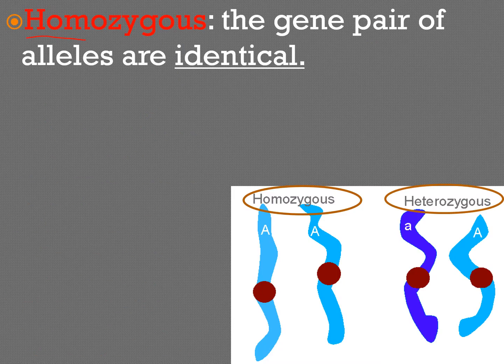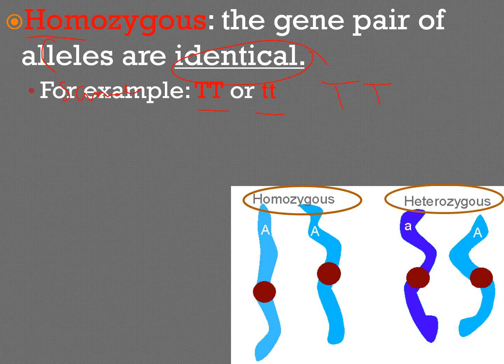Homozygous. Remember, homo means same, okay? So zygous, we have the same alleles. The gene pair of the alleles are identical. If you are a homo, you are the same. So that's identical. For example, big T, big T or little t, little t. So if this is dominant, right? That would be homozygous dominant. If I'm little t, little t, then I am homozygous recessive. Because we're the same, so we're still going to be homo.